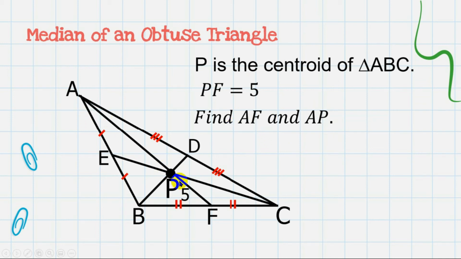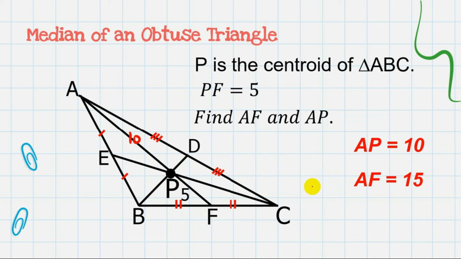Line segment AP is twice the measurement of line segment PF. So, we multiply PF by 2 to get the measurement of line segment AP. What is 2 times 5? That equals 10. And since we now have 10, what about the whole? We just add 10 plus 5, and that is 15. So, line segment AF is 15.